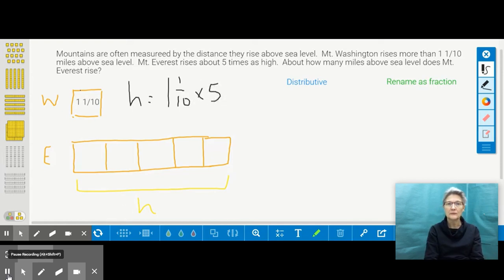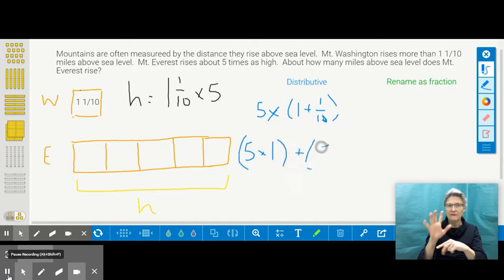Okay? So first we're going to solve that using the distributive property. And I'll do that in blue, just like the word distributive. So if I use the distributive property, I'm thinking of 1 1/10 as 1 plus 1/10, right? Breaking them apart, and I'm going to multiply each of those by 5. So it would look like this, 5 times 1 plus 5 times 1/10, right?